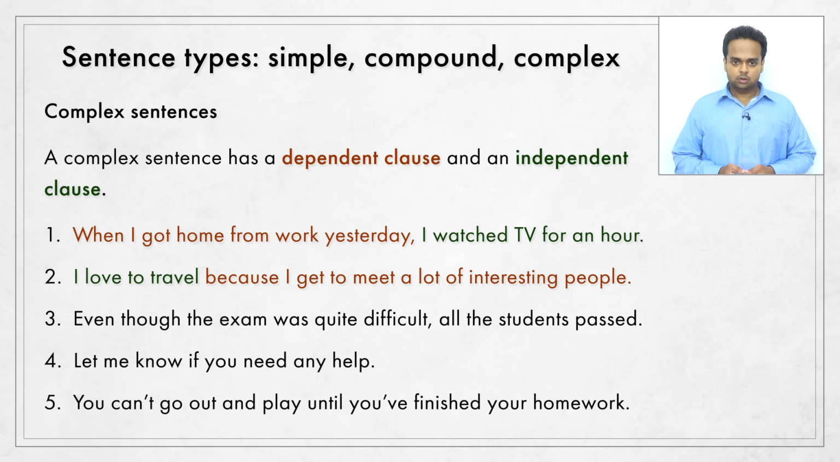All right, in number 2, I love to travel is the independent clause, and because I get to meet a lot of interesting people is the dependent clause. Now in sentence number 1, we saw that the dependent clause came first, and here in number 2, the dependent clause comes second. That's okay. In complex sentences, you can put the clauses in any order. That's no problem. All right, number 3, even though the exam was quite difficult is the dependent clause, and all the students passed is the independent clause.